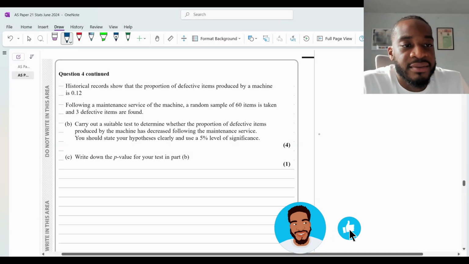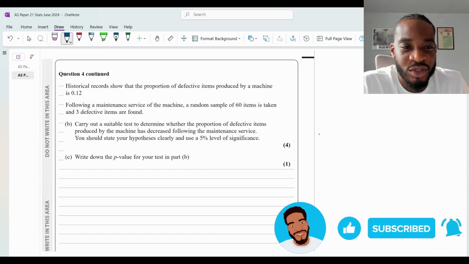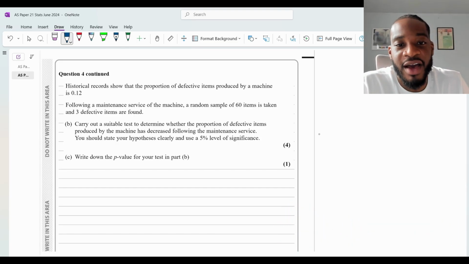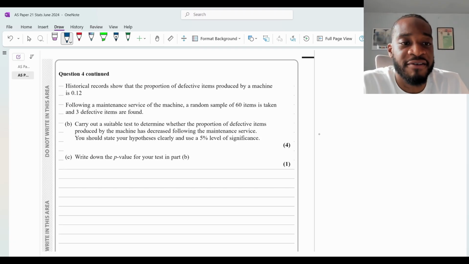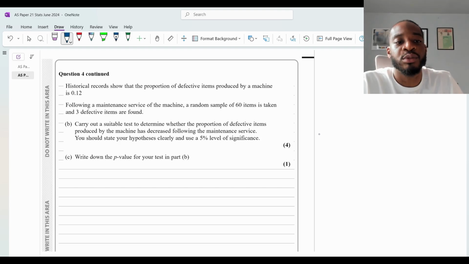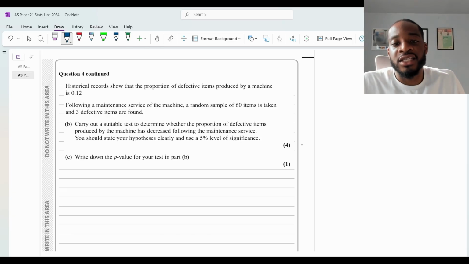Okay, so part B and C, I should say. It says here historical records show that the proportion of defective items produced by a machine is 0.12. Following a maintenance service of the machine, a random sample of 60 items is taken and 3 defective items are found. Part B says carry out a suitable test to determine whether the proportion of defective items produced by the machine has decreased following the maintenance service. You should state your hypotheses clearly and use a 5% level of significance. And this is a 4 marker.